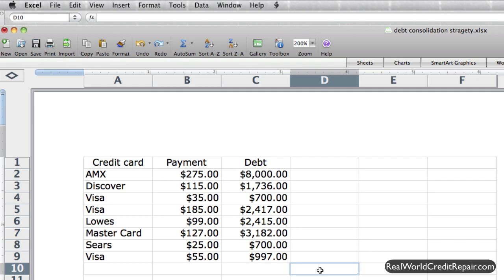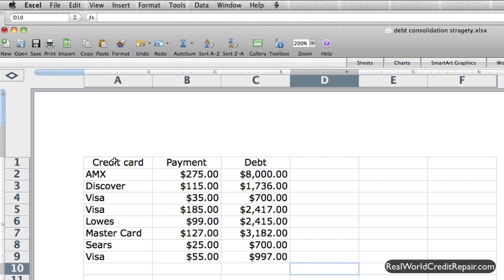realworldcreditrepair.com. In this example, I'm going to show you the most effective and best way to consolidate and pay off debts. A lot of people that have credit problems and credit score problems, usually the number one factor is their outstanding debts. So if you come into a cash flow situation, maybe you're doing a refinance or you just hit some cash, I'm going to show you the best way to pay off your debts.